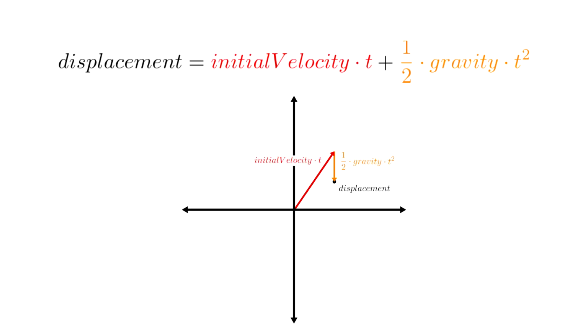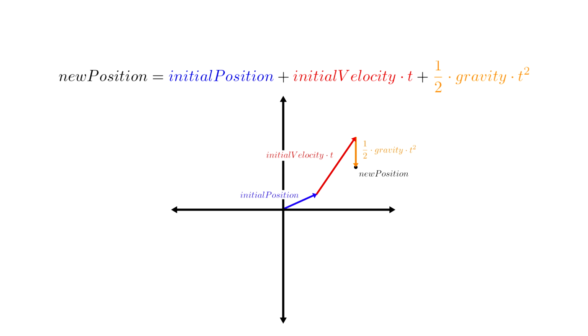Now, this is most of what we need, but we don't actually want displacement. We want position. And to get that, all we have to do is add the initial position of the object to its displacement. And voila! We can now calculate where we go from where we were and where we're going, accounting for going down.